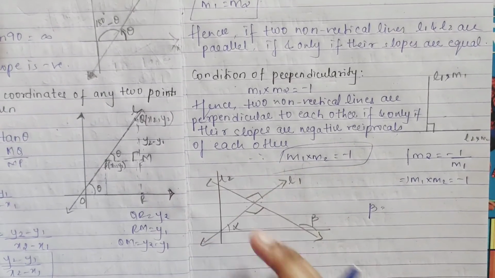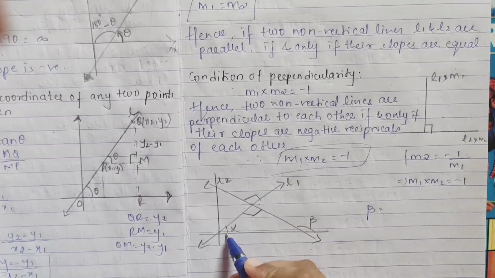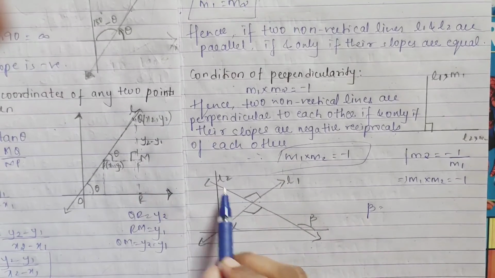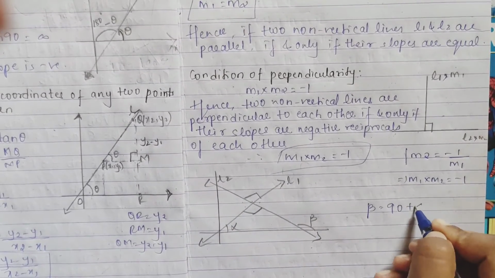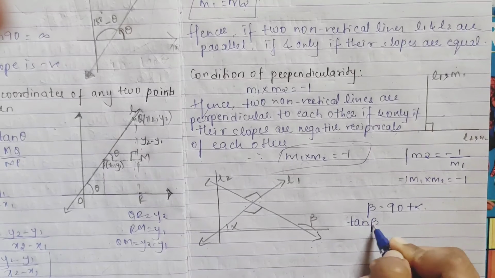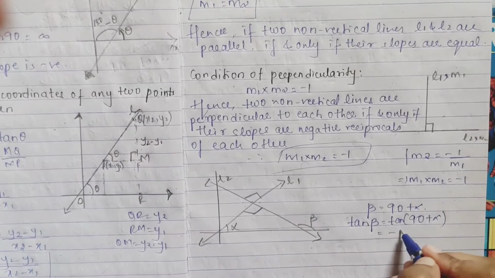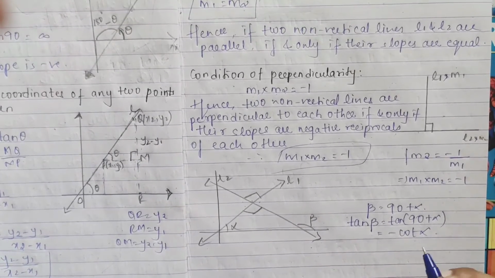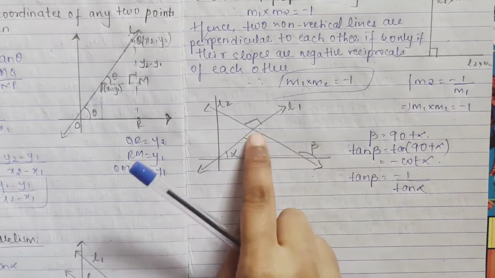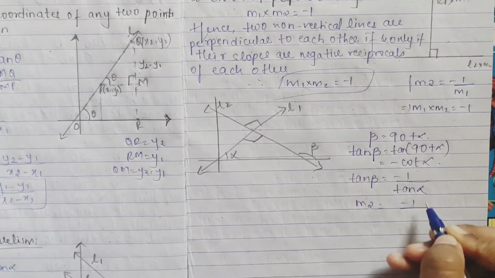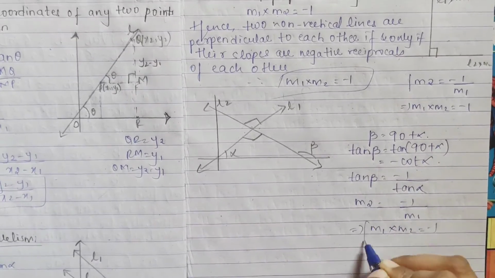So m1 into m2 is basically minus 1. If you consider the textbook part, L1 is perpendicular to L2. L1 makes angle alpha with slope tan alpha, and L2 makes angle beta with slope tan beta. Considering the exterior angle, beta will be 90 plus alpha. So tan beta is tan of 90 plus alpha, which becomes minus cot alpha, that is minus 1 by tan alpha. Tan beta is m2 and tan alpha is m1, so m1 into m2 is equal to minus 1.